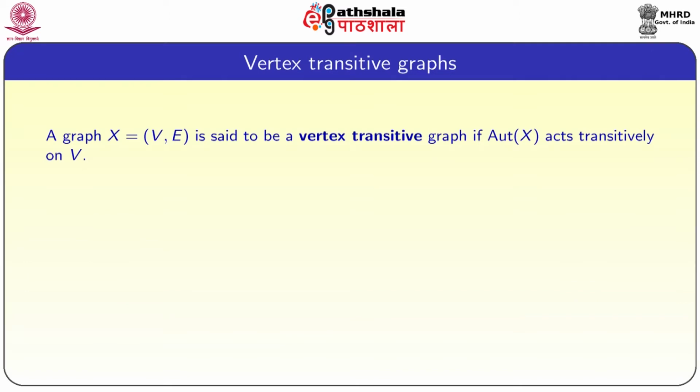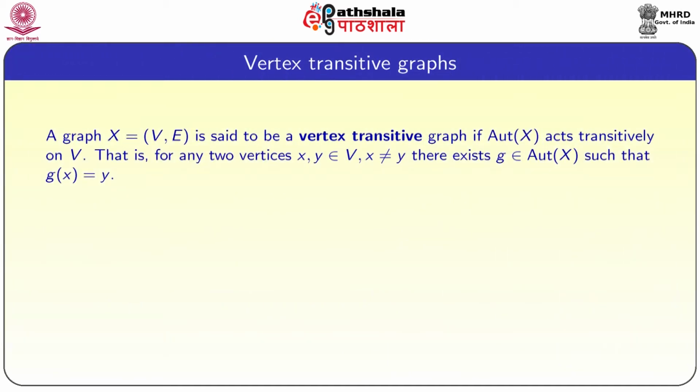Now, we are going to define a class of graphs called vertex transitive graphs. A graph X equals (V, E) is said to be a vertex transitive graph if Aut(X) acts transitively on V. That is, for any two vertices x, y in V, x not equal to y, there exists an automorphism g such that g(x) equals y.